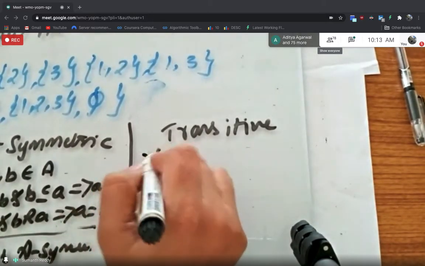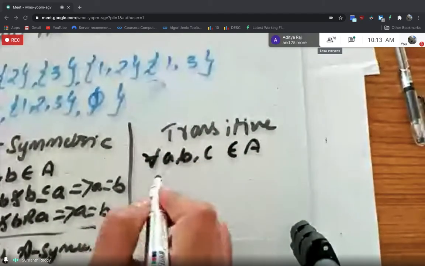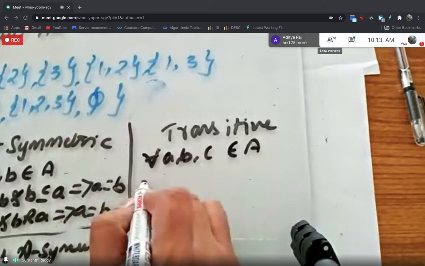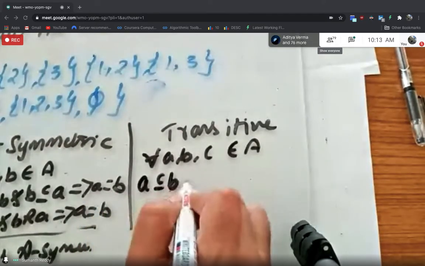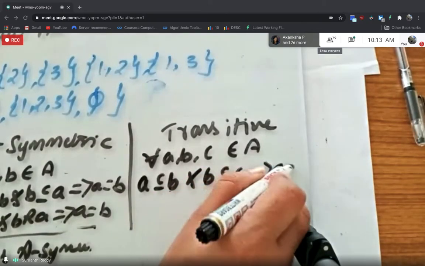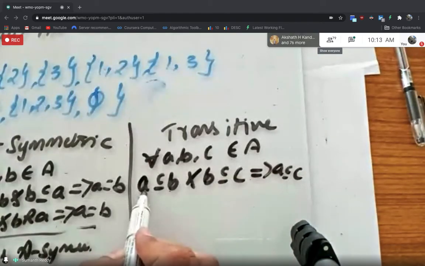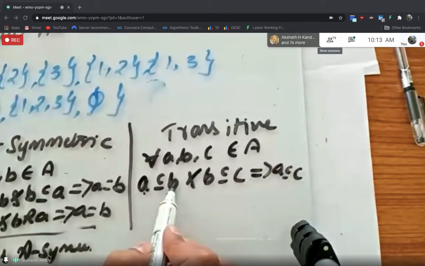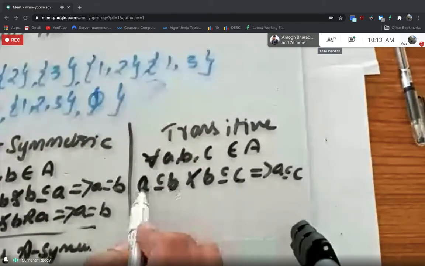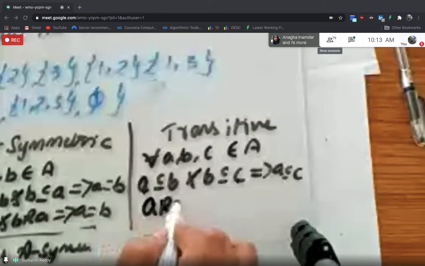So based on that, for every element A, B, C that belong to the set A, I need to include 3 elements because I'm dealing with the transitive relation now. So if A is a subset of B and B is a subset of C, obviously A is a subset of C. Correct, right? Because say for example, A is having 1, 2, B is having 1, 2, 3. So C obviously should include all these numbers, and this 1, 2 also will be present in the set C. Okay. So based on this, again I will write the relation.